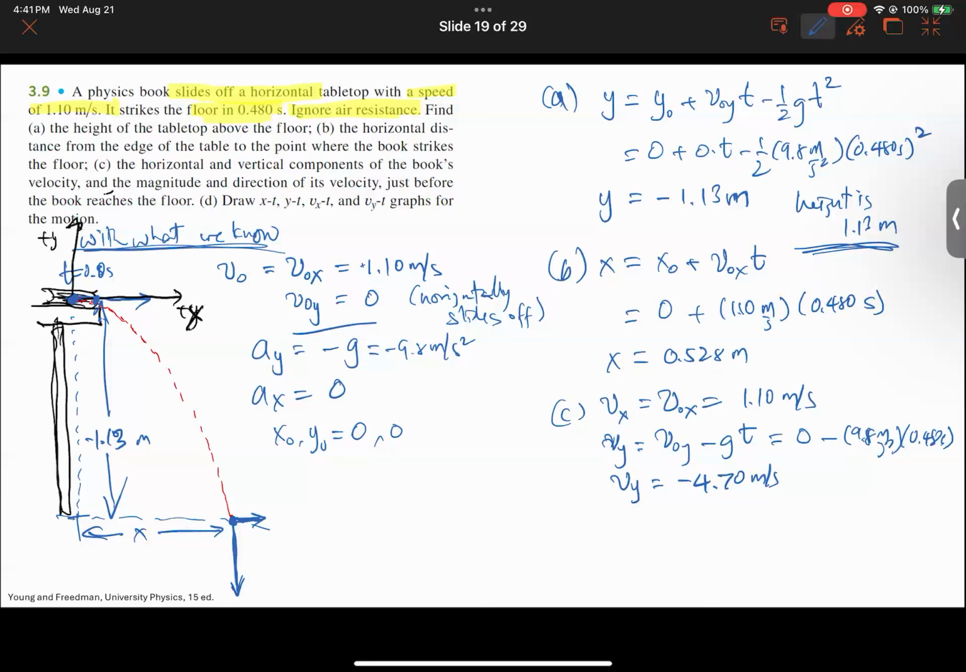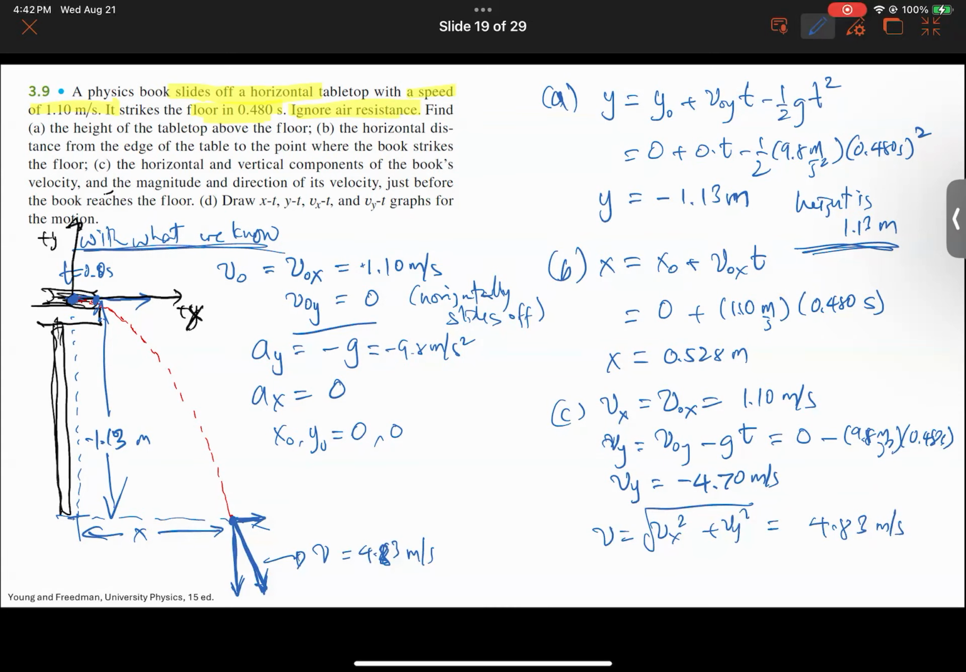Then, ang susunod na pinapahanap is magnitude and direction of its velocity. So yung magnitude is just given by Vx squared plus Vy squared, then you take the square root of that. So that's equal to 4.83 meters per second. Ito ngayon yung 4.83 meters per second. Okay. So yan yung V equal to 4.83 meters per second.